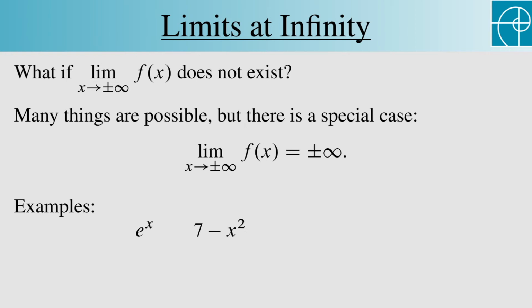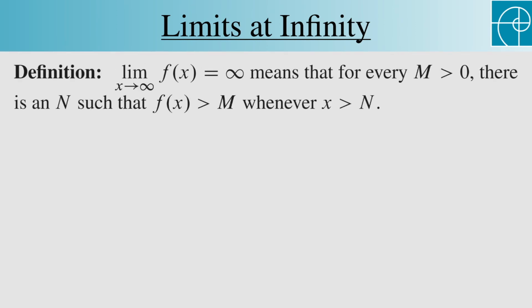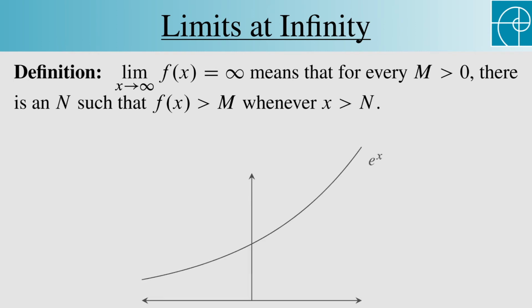We know that because this is a quadratic function with a negative leading term, so the graph is a parabola that opens downward. The square root of x, and the natural log of x. These last two grow fairly slowly, but they still go to infinity as x does. The formal definition of a limit at infinity equaling infinity is, I hope, not a surprise. It means that for every M greater than 0, there's an N such that f of x is greater than M whenever x is greater than N. Looking at a picture of e to the x, for example, this really just means that the function goes up this way.